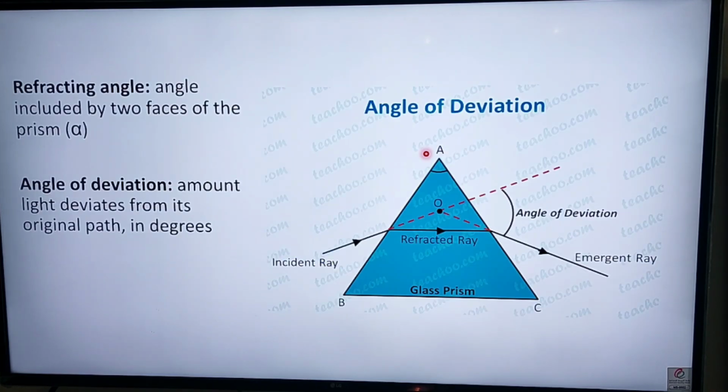As I said, the refractive angle is the angle formed between two plane surfaces, as you can see over here, and it's denoted by alpha. And the angle of deviation is the amount by which the light deviates from its original path, measured in degrees. So if you see here, light is incident upon a prism, it is refracted, and then there is an emergent ray. You also notice that the rays deviate towards the base, like over here, and you will see an image more towards the apex, and over here is your angle of deviation.